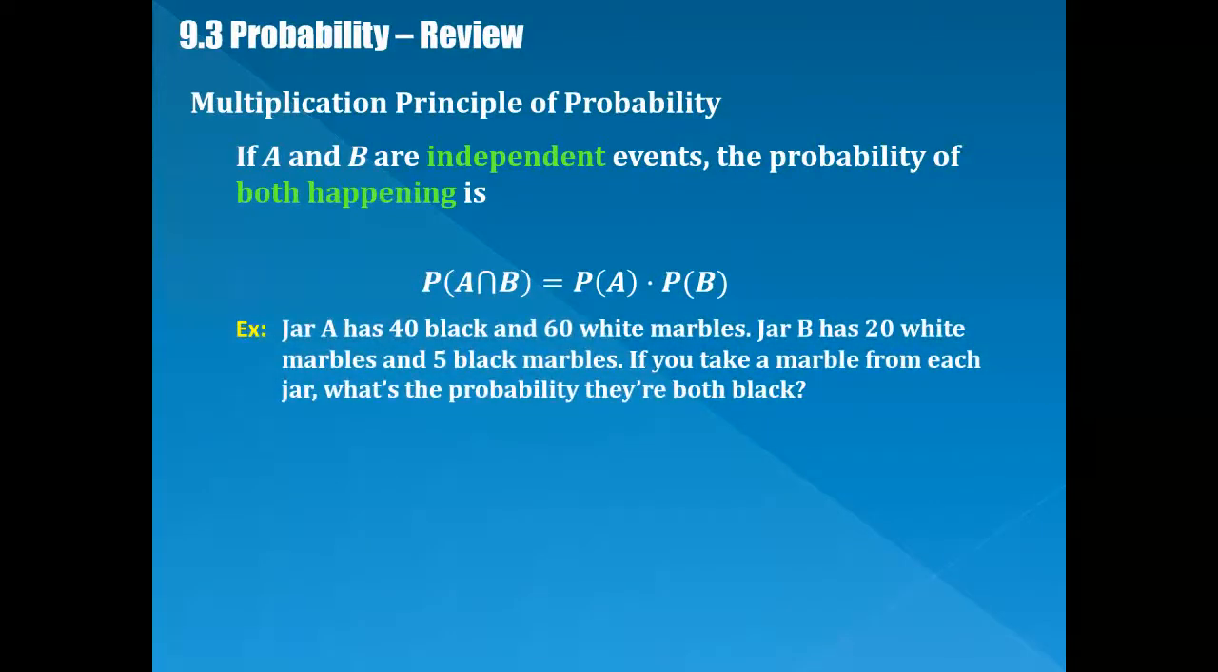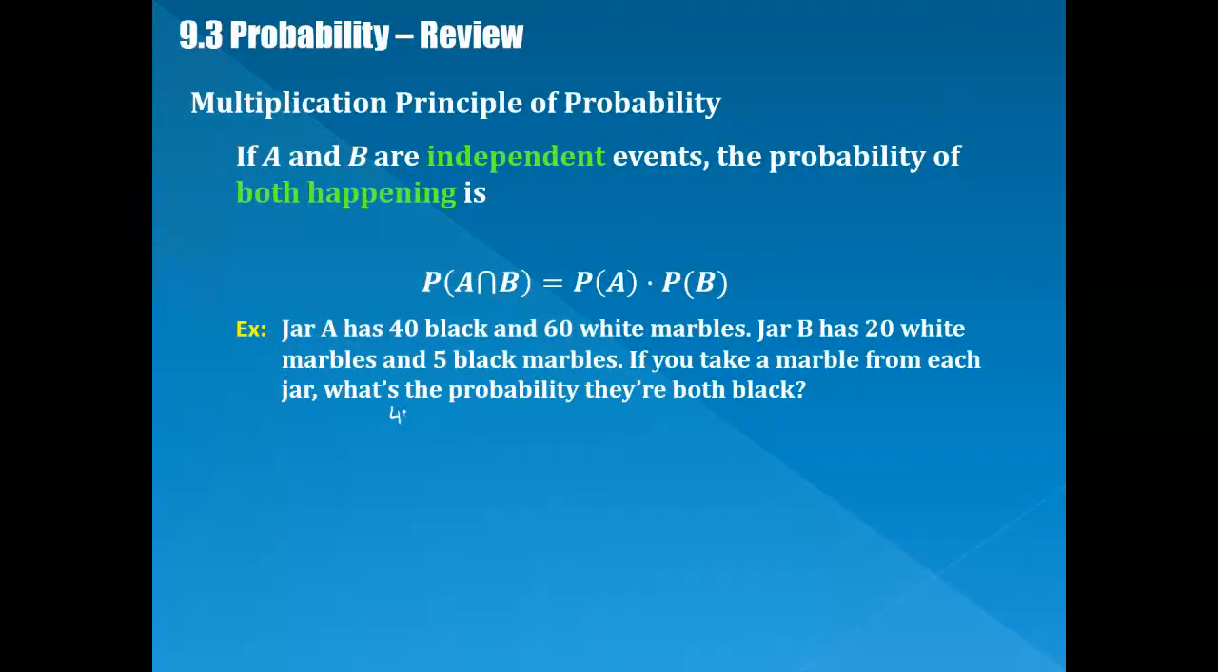So jar A has 40 black and 60 white marbles. Jar B has 20 white marbles and 5 black marbles. If you take a marble from each jar, what is the probability that both are black? Okay, so let's think about our two events. If you take a marble from each jar, it's the probability that you get a black marble from jar A, and then the probability of getting a black marble from jar B.